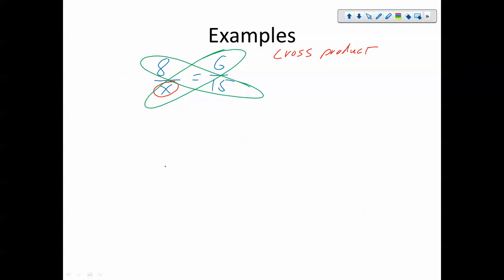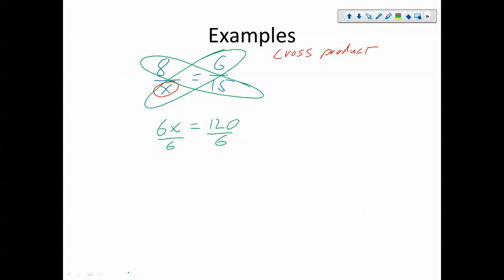So 6 times x is 6x, and 8 times 15, let's see, 10 times 15, that's 150. So I need to lose 30 from that, 120, right? Equals 120. And then we're going to divide both sides by 6. Why didn't any of you correct me? Come on, you can't let me sit up here and do things wrong. You have to correct me when I do something wrong. That's 120, not 130.